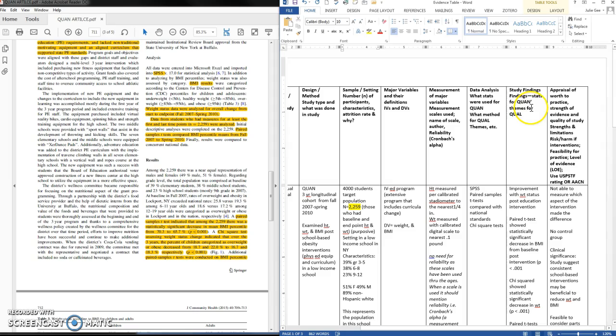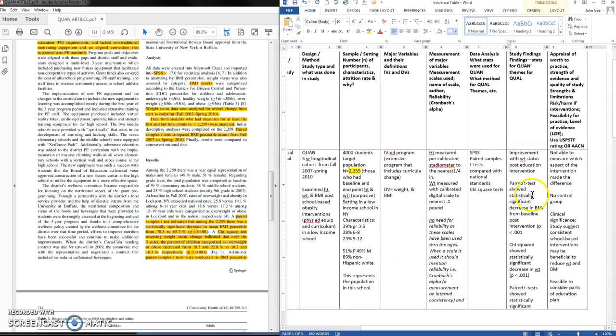So I can move over a little, and I want to talk about study findings. So here's what I'm talking about. Your findings need to match your variables. So I have these 2 variables, an independent, which is the educational program, and I actually have 2 dependent variables. One is weight and one is BMI. So when I talk about study findings over here, they need to match these variables. So what we saw here was improvement with weight status post the education program. Okay, so we're talking about the IV here, and we are talking about the DV of weight, okay?